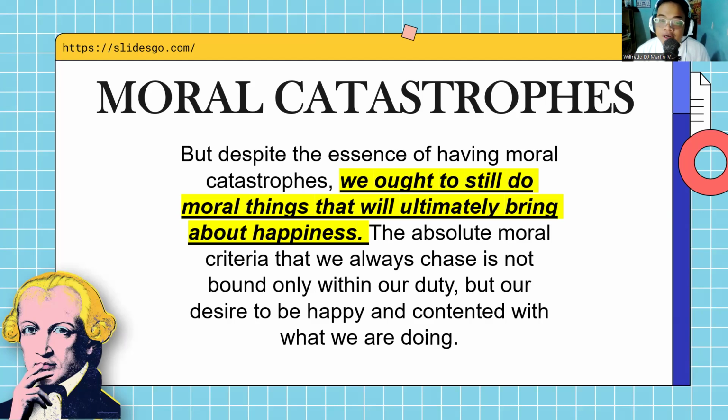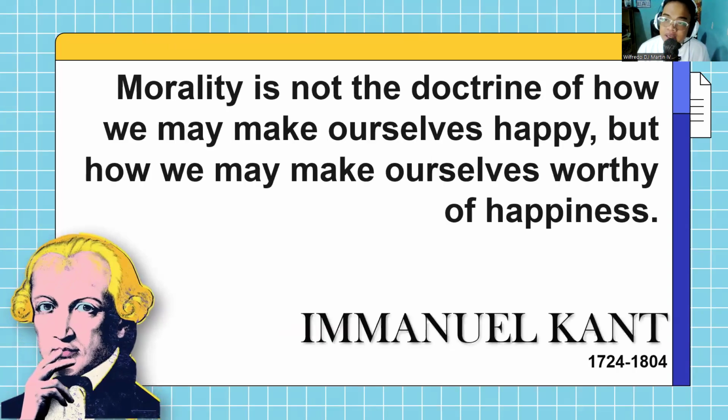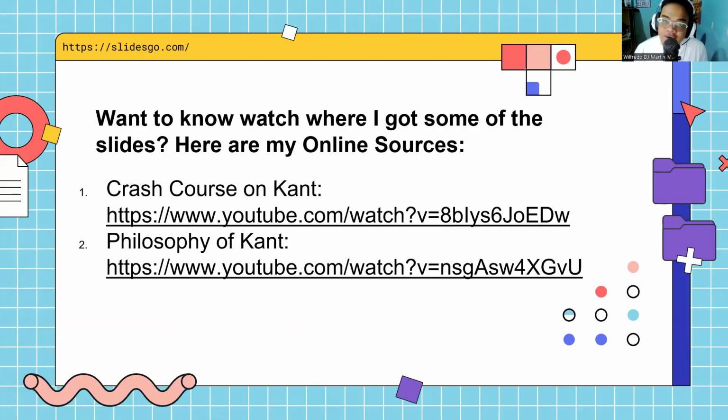The absolute moral criteria that we always chase is not bound only within our duty, but our desire to be happy and contented with what we are doing. That's the relevance naman of deontology. So if it makes you happy, then of course do it. Right? Morality is not the doctrine of how we make ourselves happy, but how we make ourselves worthy of happiness, to quote Immanuel Kant. That concludes our lesson for today.